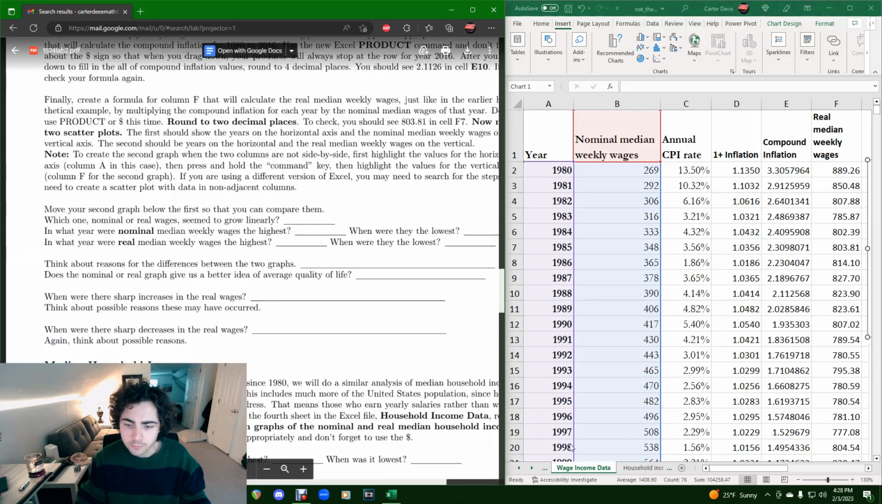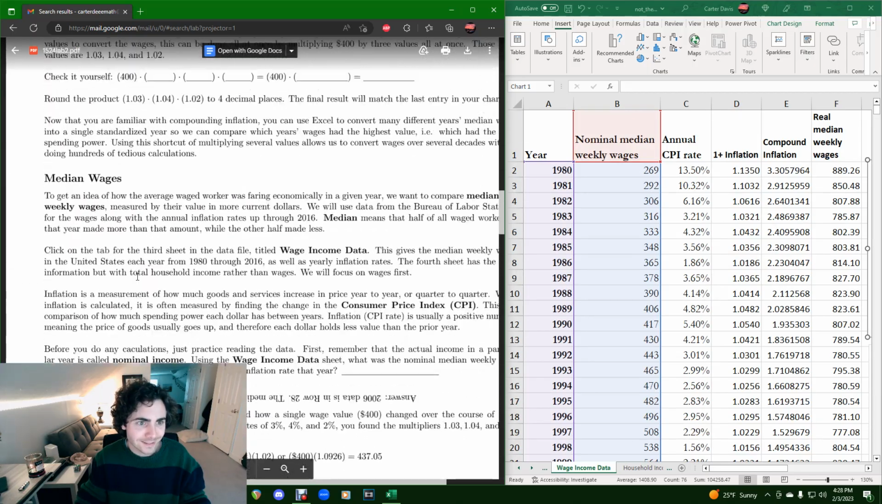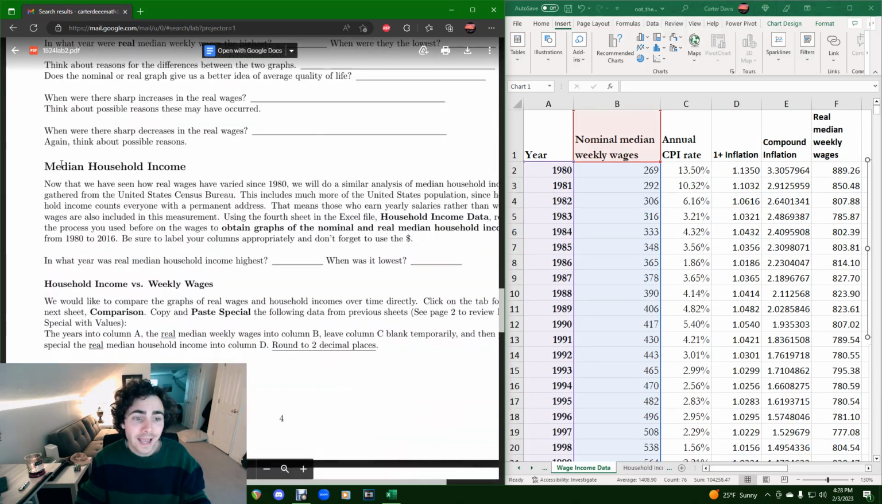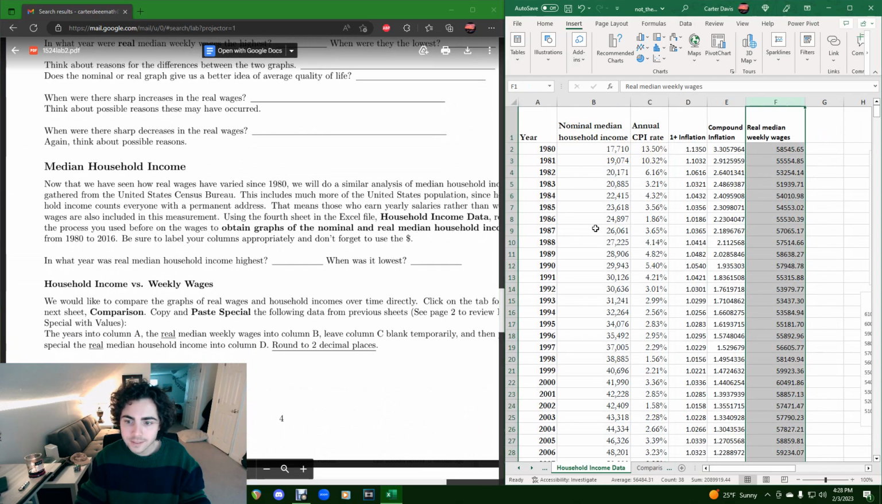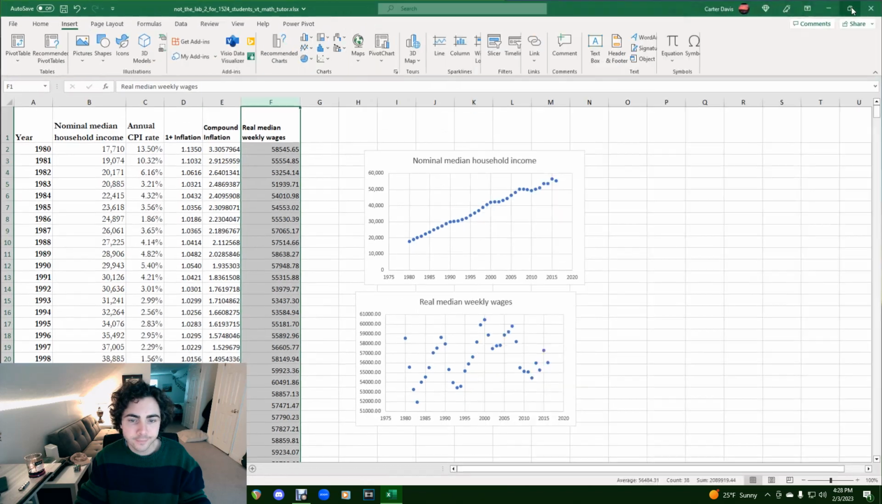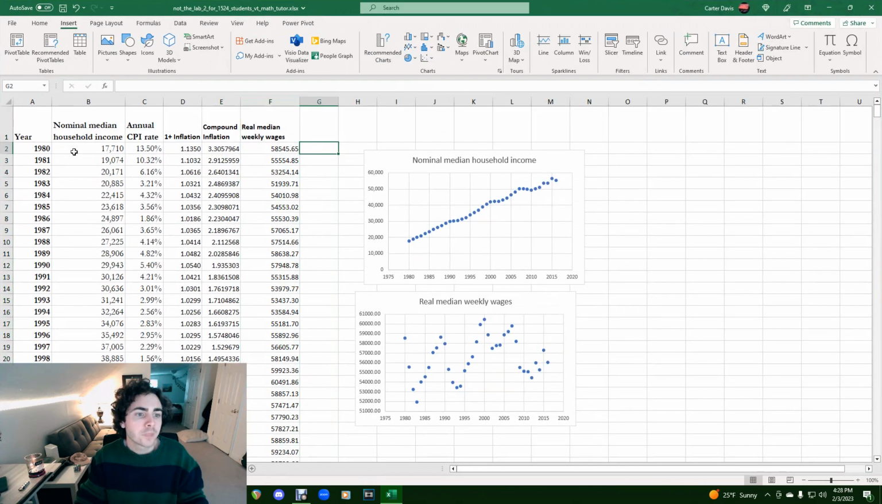All right, so we did median wages. I was getting confused because it was median wages. Now it's median household income. So you go over to the household income sheet, and let's just do this again. So I believe they give you these three columns again, and then they make you do the same exact thing. So 1 plus inflation, compound inflation, real median income.